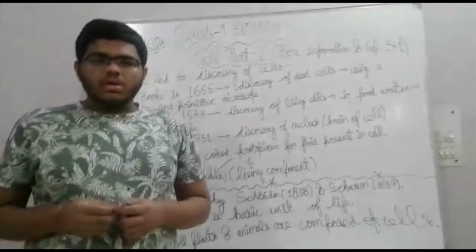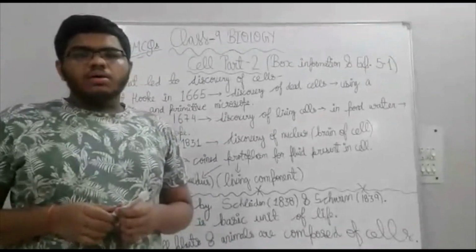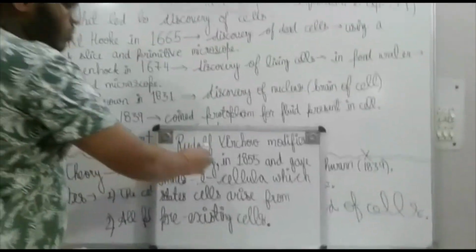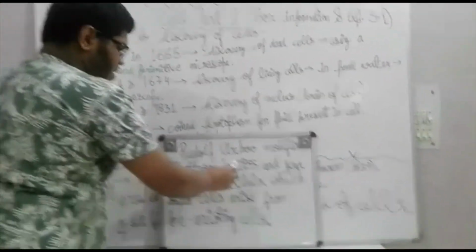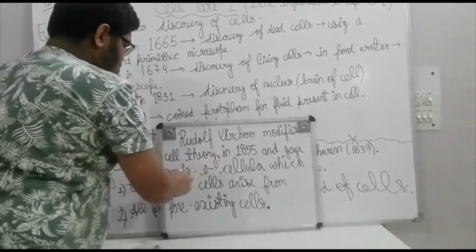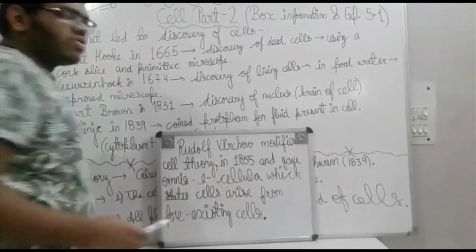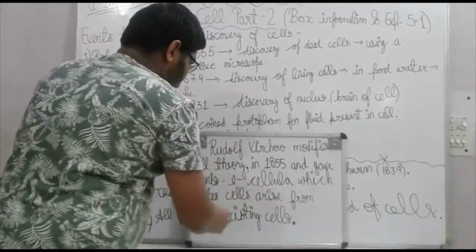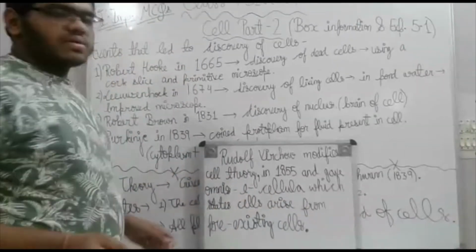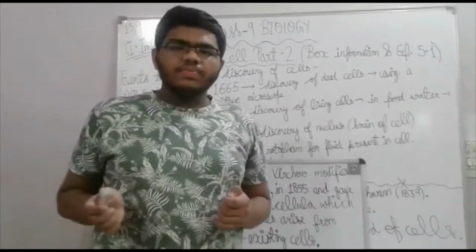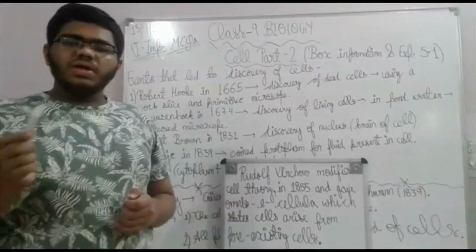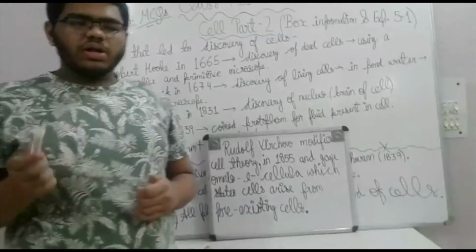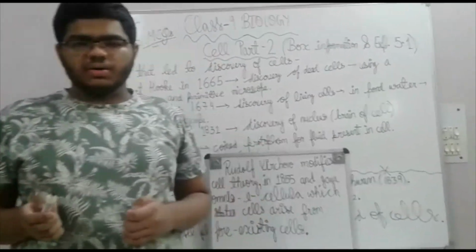Now, another one is that Rudolf Virchow modified the cell theory in 1855 and gave omnis e cellula. Omnis e cellula means that cells arise from pre-existing cells. इसका मतलब ये है कि जो cells है वो pre-existing cells, मतलब जो पुराने dead cells है या फिर जो पुराने living cells है उनसे arise होते हैं.